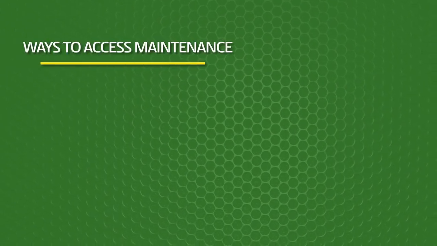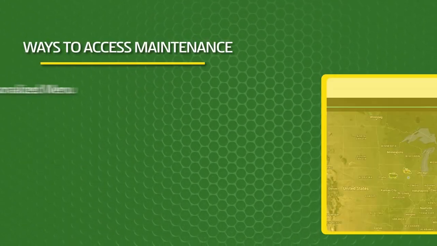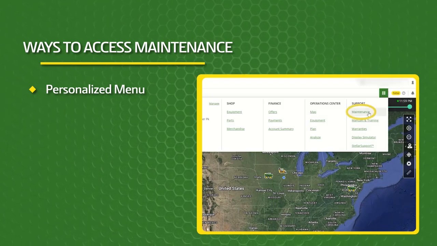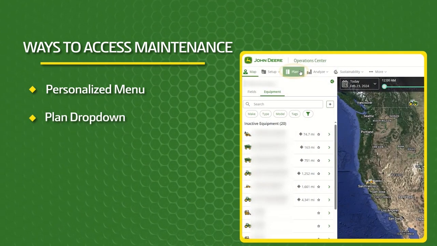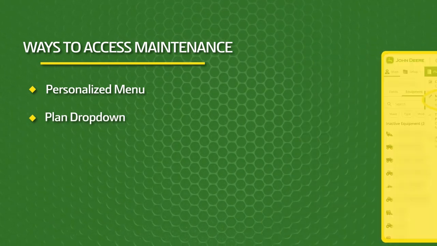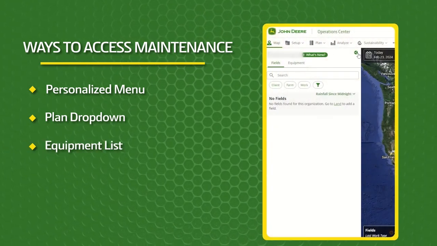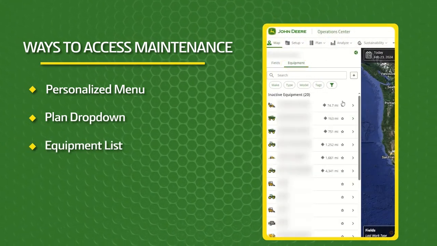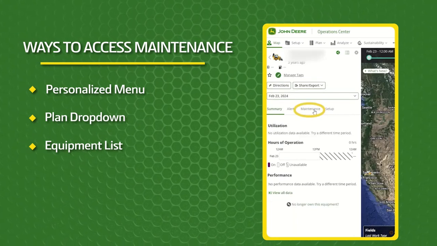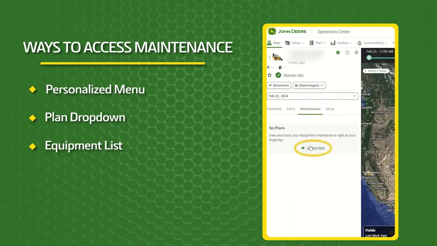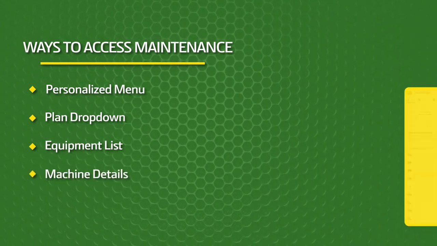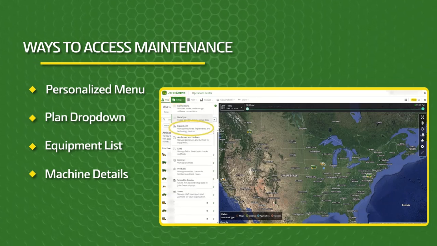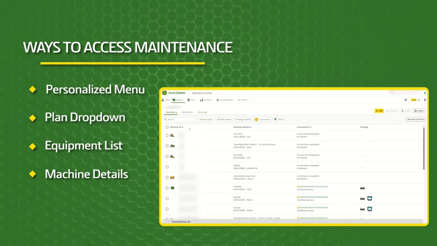Maintenance can be accessed a variety of different ways from within Operations Center and Property Center. Once logged into either, you can access maintenance from your personalized menu in the header bar, from the Plan drop-down menu in the header bar, from your equipment list on the map, or from the Machine Details panel within the Equipment application.